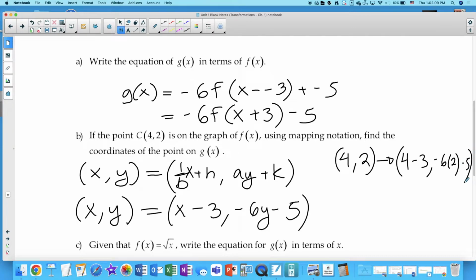Okay, and then simplify that. So that's the point 1. Negative 12 minus 5 is negative 17.